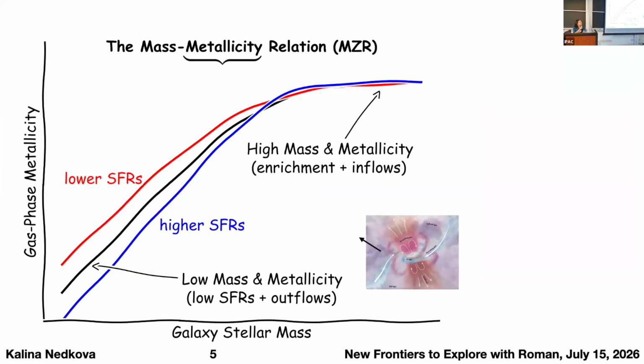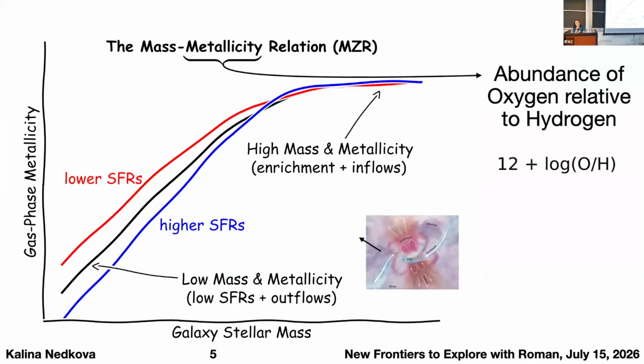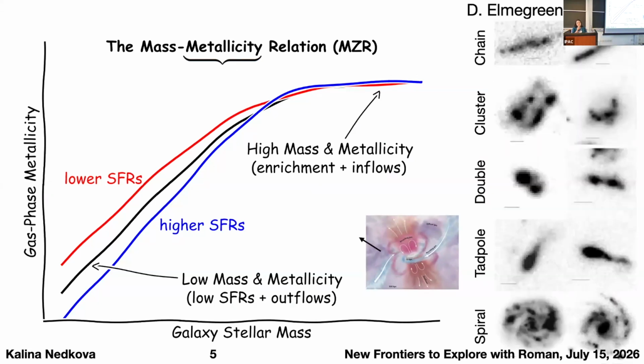And so when I say metallicity, I just want to mention that I mean the abundance of oxygen relative to hydrogen. You'll see it written in this way going forward. And one other thing to note is that the baryon cycle should also affect galaxies' morphologies. And so there might be some kind of link between the mass-metallicity relation and morphology, and this is a project that we're working on as well. Okay.